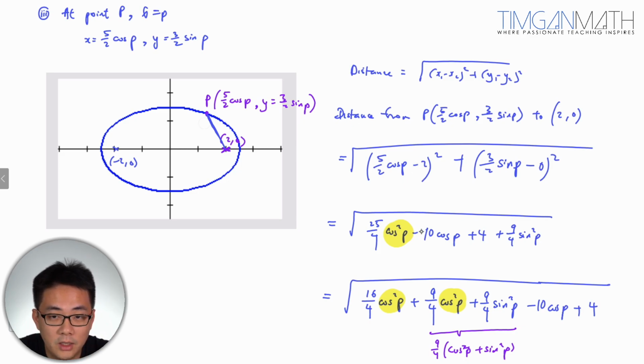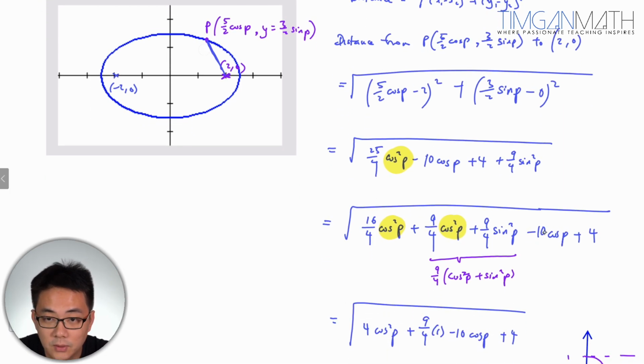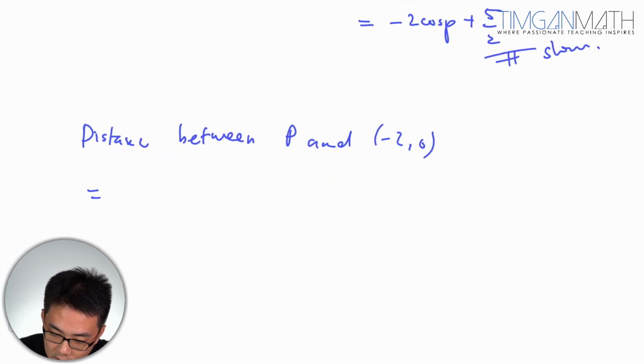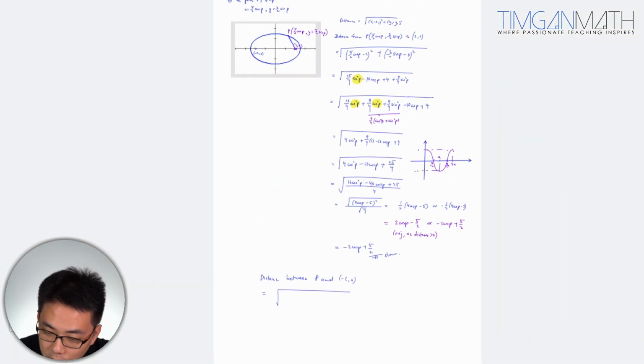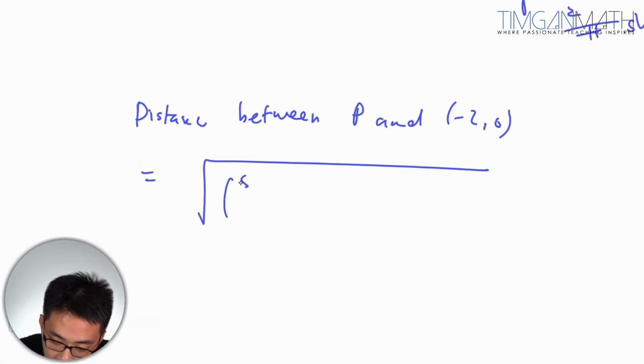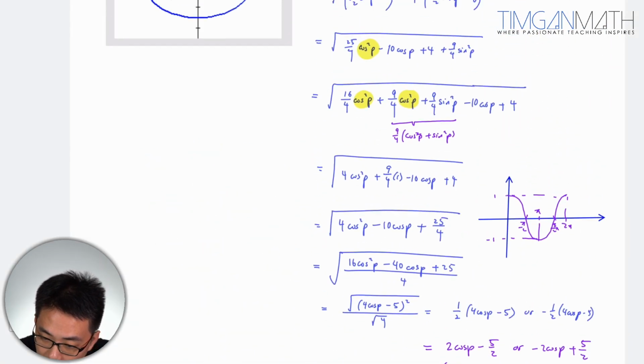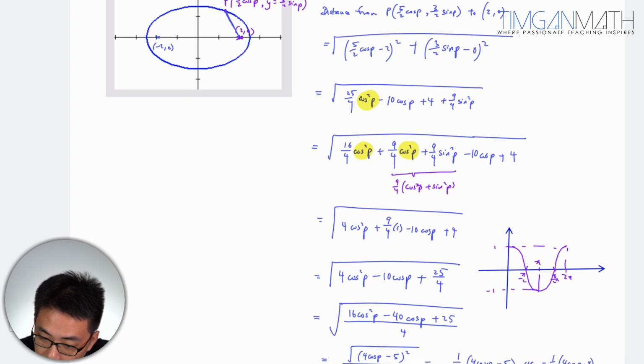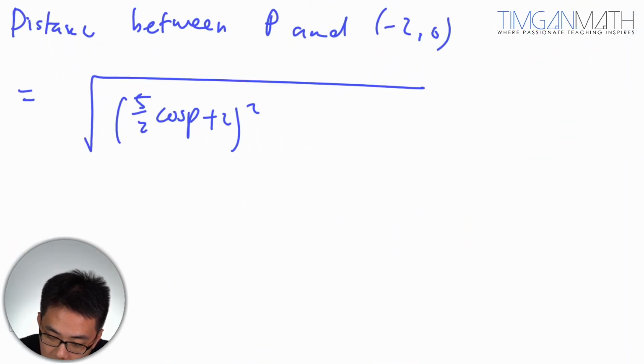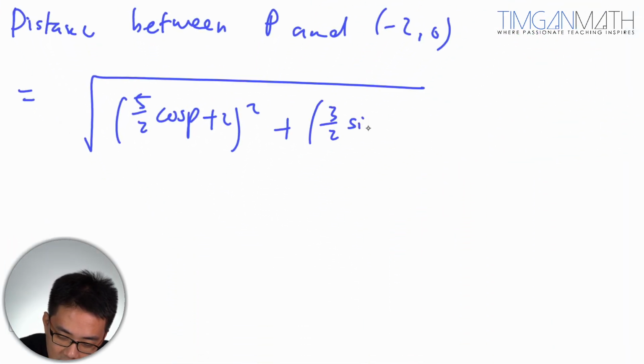So this whole thing will be a plus 10 cosine P, right? So this is 10 plus cosine P as well. Because this is what's going on. So this is 5 over 2 cosine P, plus 2 square, and plus 3 sine P square. So plus 3 over 2 sine P square.